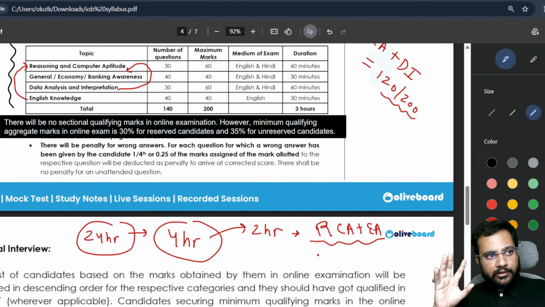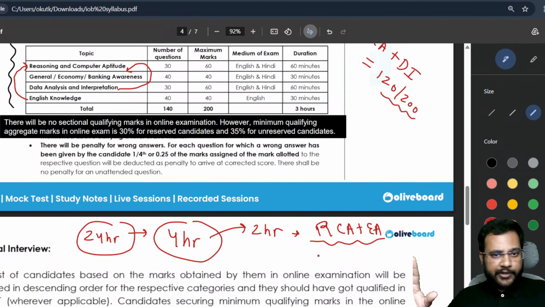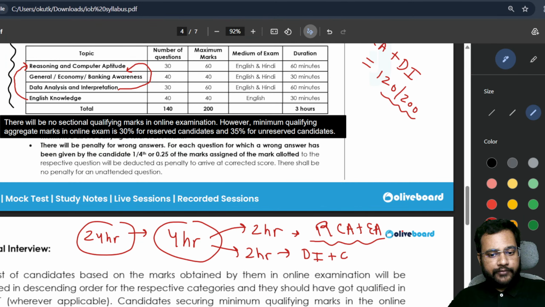In the morning, our mind is mostly fresh, we are not tired, we are not stressed, correct? Towards the end, it's a different story. So in the later 2 hours of the day, you have to combine the DI portion with the general awareness and the banking awareness or the general economy portion.